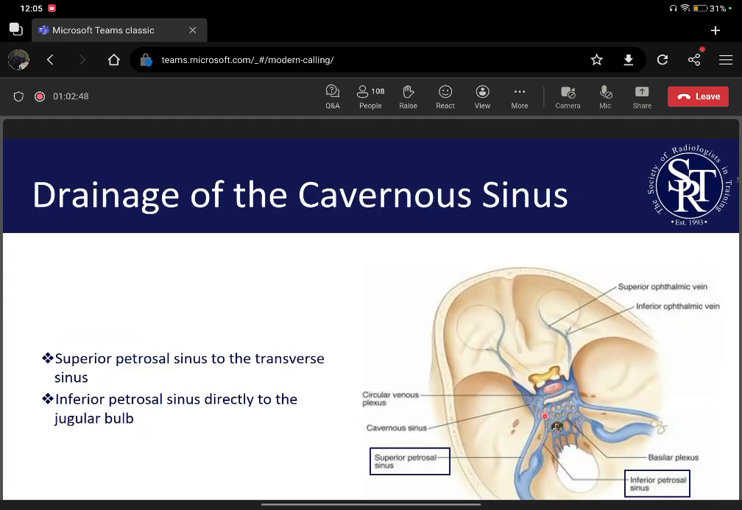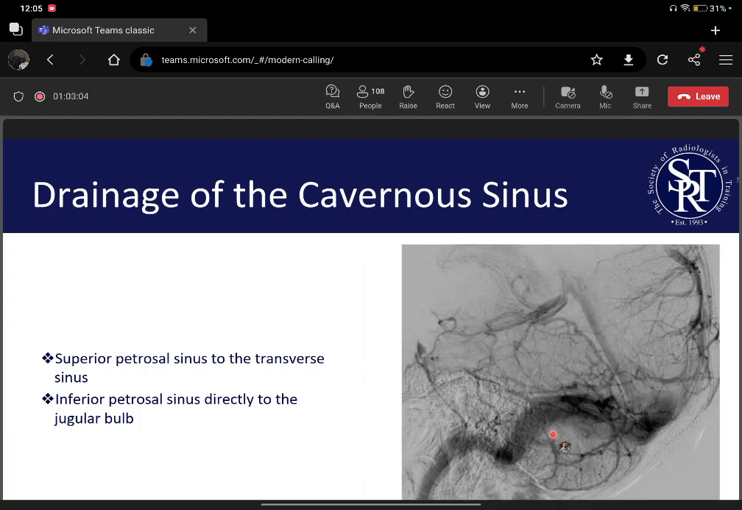And the cavernous sinus is drained by two sinuses. We've already seen the superior petrosal sinus, which will drain directly to the transverse sinus. And we have another one called the inferior petrosal sinus, which will drain directly to the jugular bulb. On imaging, this over here is a cavernous sinus. It's quite small. Coming off it superiorly and headed to the transverse sinus, that is the superior petrosal sinus, and coming off it inferiorly and heading directly to the jugular bulb, that is the inferior petrosal sinus.